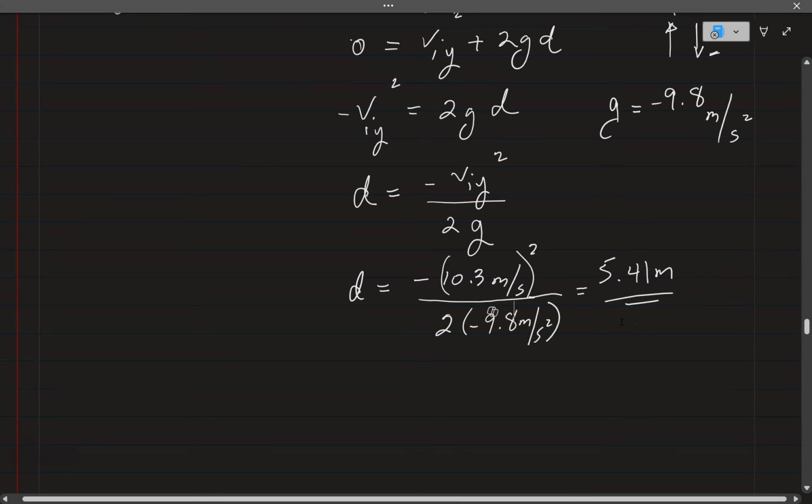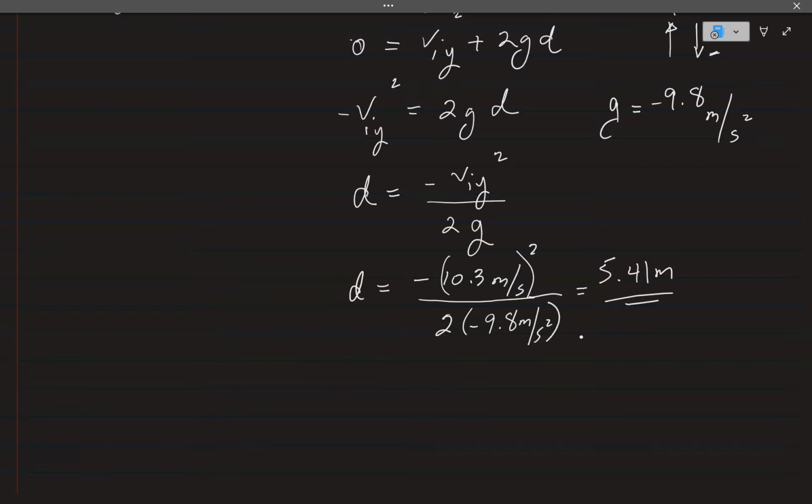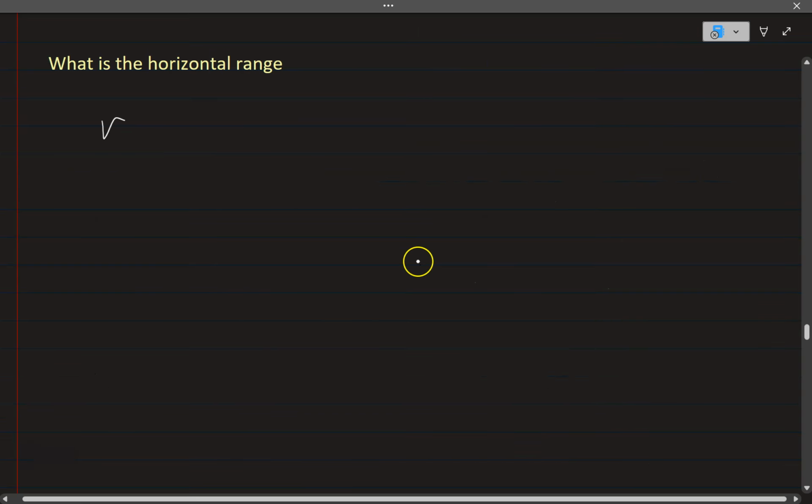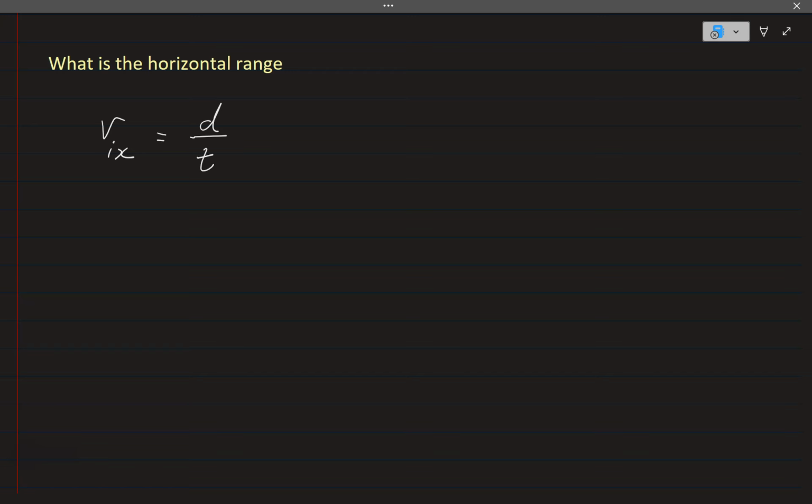All right, so here is the vertical distance. That's part B, or number 2 of the question. And then the last part, which is right here, what is the horizontal range? Let's look at that. We're going to use the Vix because the horizontal component of the velocity is equal to d over t. And we're going to solve for d. Again, rearrange. We get d is equal to Vix times t.